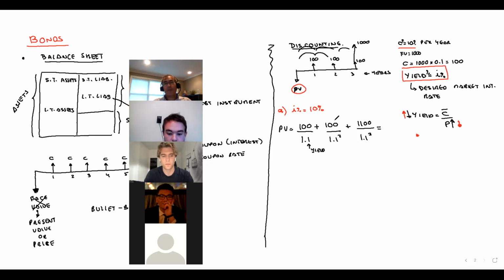What do you get? $1,000 as expected. Exactly. 1,000. Okay, as you can see, guys, the present value in this case equals the face value. Why? This happens if and only if the coupon rate equals the yield. When the market required interest rate is exactly the same as the one that is paid by the coupon, the present value of the price is going to be exactly the same as the face value.